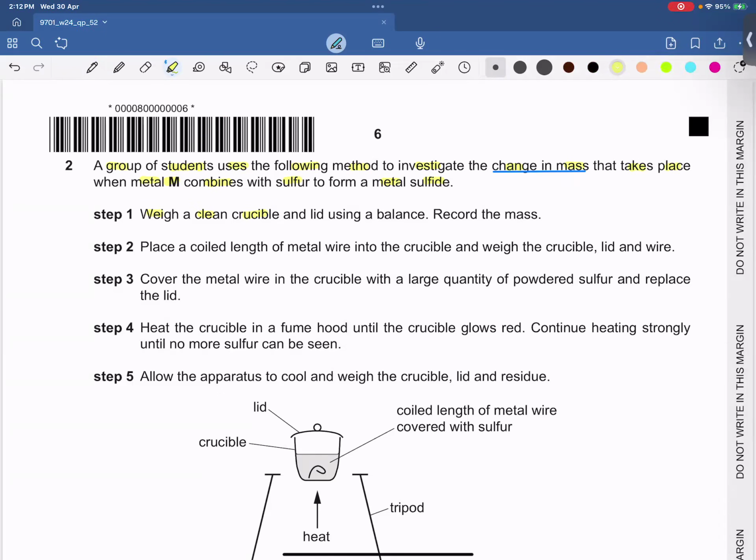Weigh a clean crucible and lid using a balance. Record the mass. All right, I can record the mass. This is the first step. Then place a coiled length of metal wire into the crucible and weigh the crucible, lid and wire. So first of all, mass of empty crucible plus lid in gram.